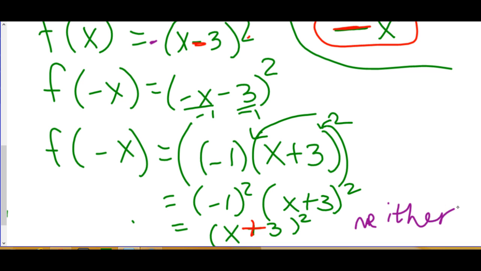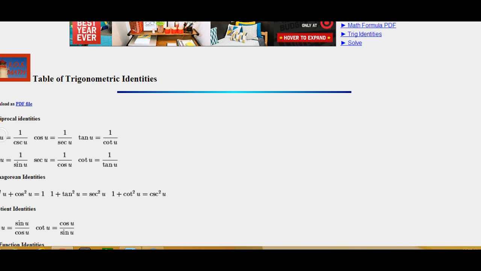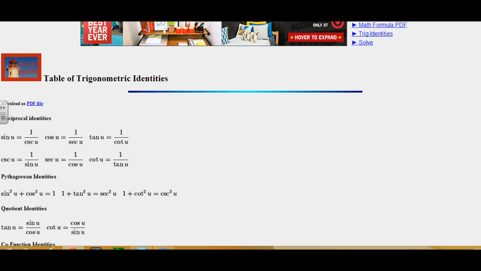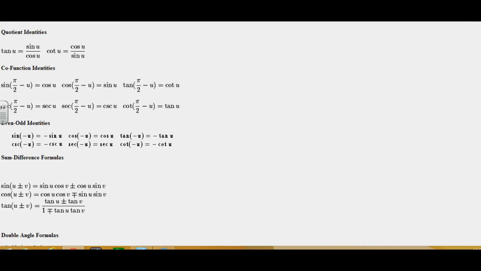So now let's talk about our trig functions. What happens when we're working with trig functions and trying to decide if they're odd or even. So first, for trig functions, you need a lot of formulas. There's a page called SOS Math where they have a list of the trigonometric identities, and it has a whole bunch. We want to use just the even and odd identities.